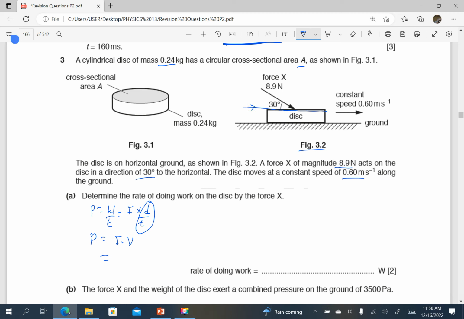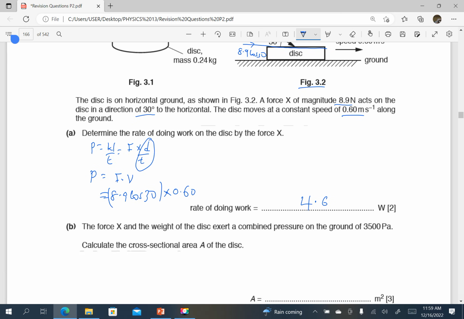Bringing this in the horizontal, it is going to be 8.9 cos of 60. So the force is 8.9 cos, not cos 60, cos 30. That is the force. Then times the velocity, which is 0.60. So we just resolve the force in the direction of the velocity. So 8.9 cos of 30 times 0.6. So this gives me the rate of doing work as 4.6 watts.